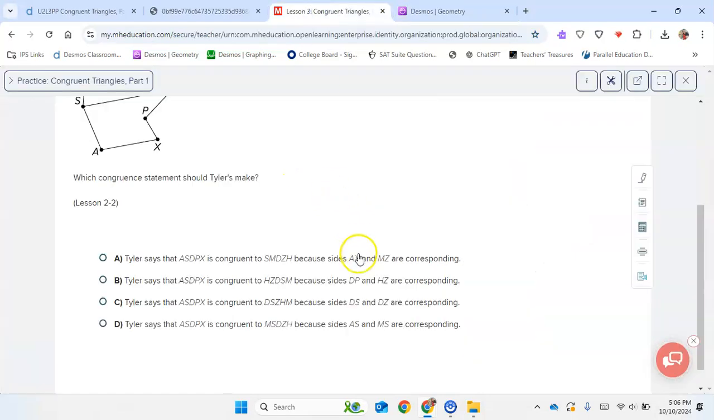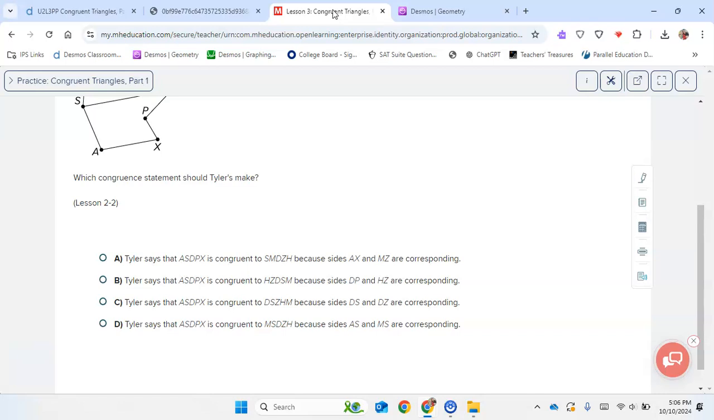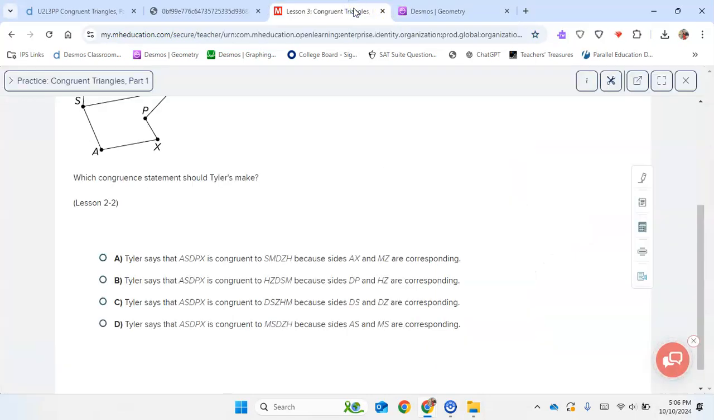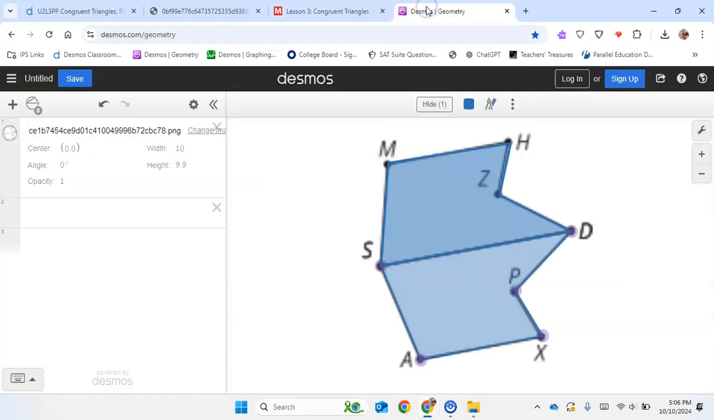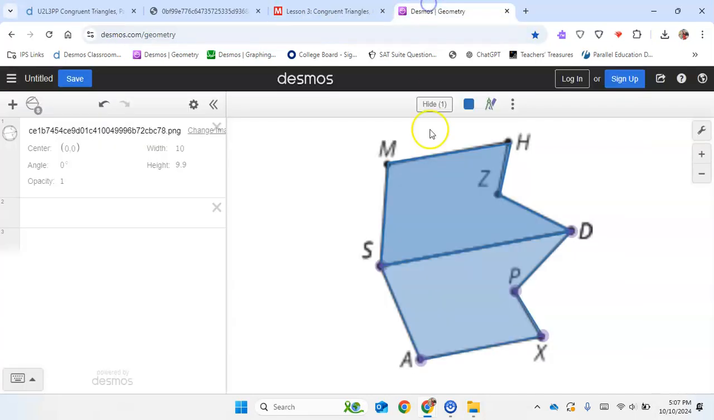Let's see, AX and MZ are corresponding. No, AX and MH. DP and HZ. DP and HZ do not correspond. DP and DZ correspond. DS and DS. DS corresponds to itself. And AS and MS. AS, when reflected, is MS, yes.